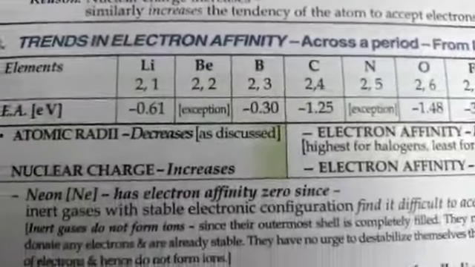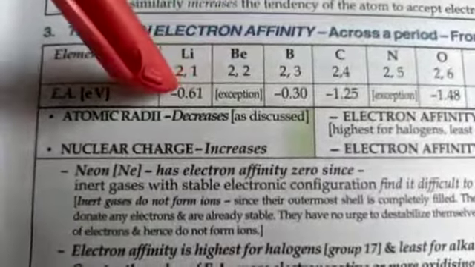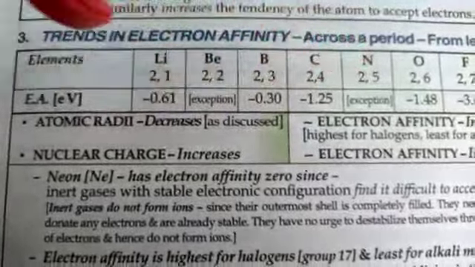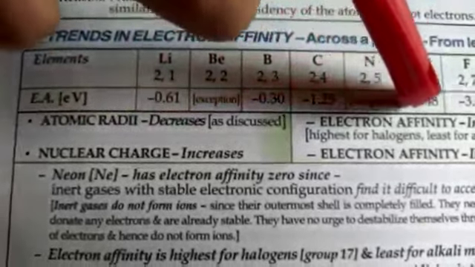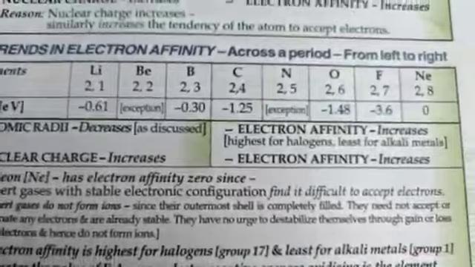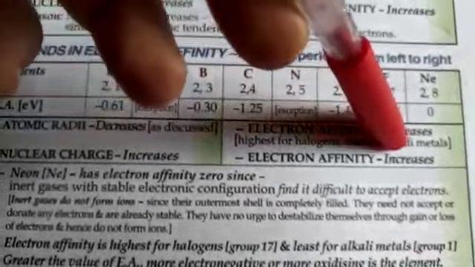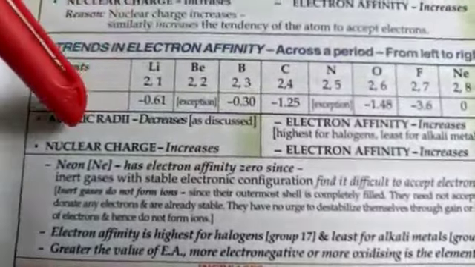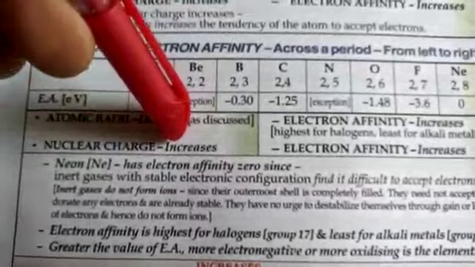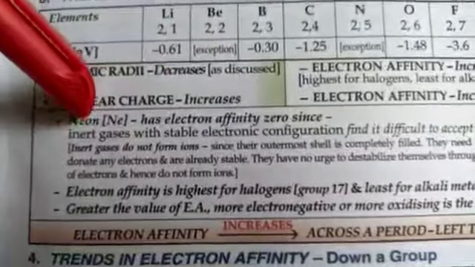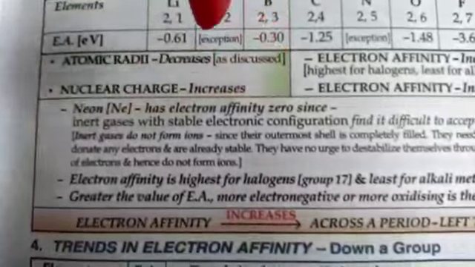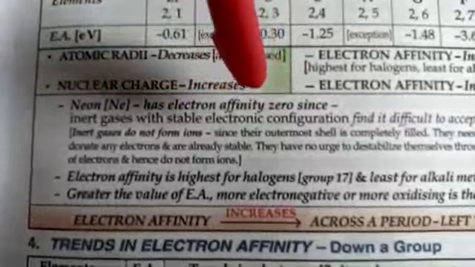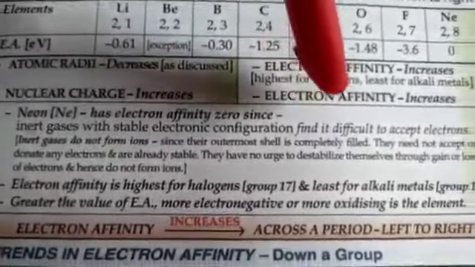Similarly, when we move across a period, what happens? You can see over here values like negative 0.61, 0.3, 1.25, and it keeps on rising. Electron affinity keeps on increasing. Now why is this so? Atomic radii decreases and nuclear charge increases. Now do remember, neon has electron affinity 0, since inert gases have a stable electronic configuration and find it difficult to accept electrons.